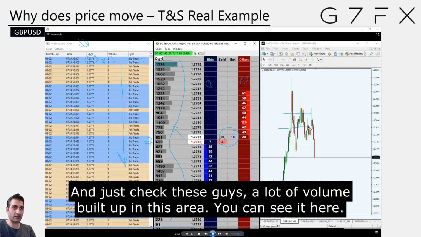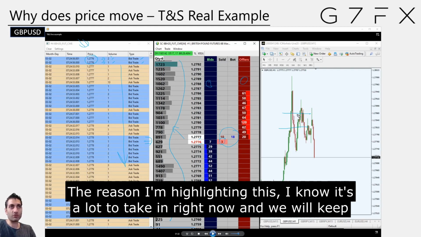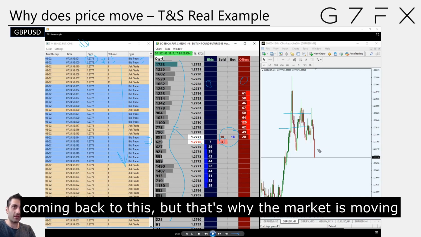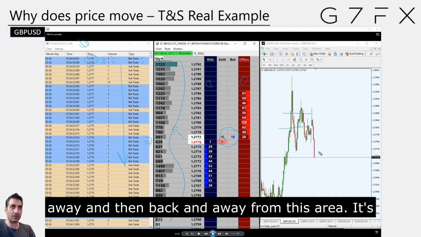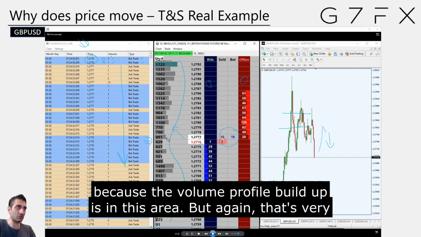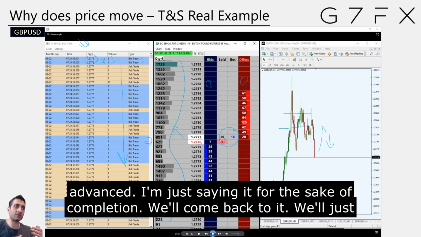And just check this, guys, a lot of volume built up in this area. You can see it here. So the reason I'm highlighting this, I know it's a lot to take in right now, and we will keep coming back to this, but that's why the market is moving away and then back and away from this area. It's because the volume profile build up is in this area. But again, that's very advanced. I'm just saying it for the sake of completion. We'll come back to it.